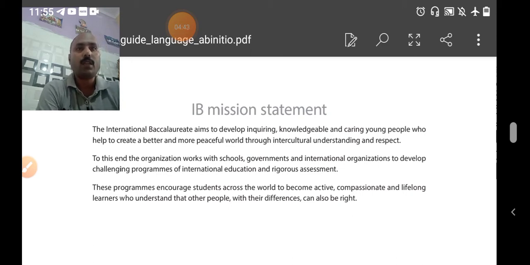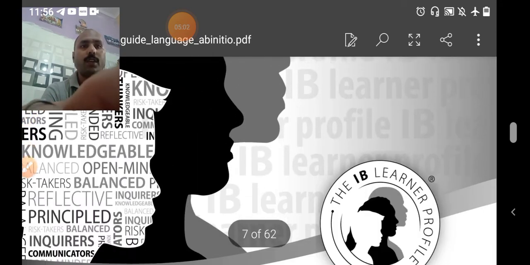Fine. So the IB plays a great role in that, and that is why on the first page of every guide, the IB mission statement is written. Now after this, we are going to discuss today the IB learner profile.